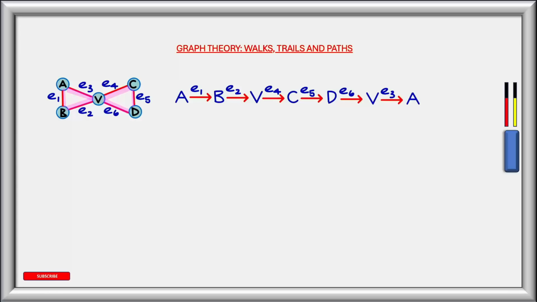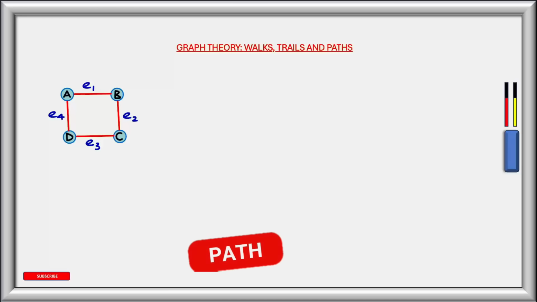If I now try and go from vertex A to vertex B again, using edge E1, the trail breaks, as I've used edge E1 for a second time. In graph theory, a path is the most restricted movement. With a path, nothing repeats. So you can't repeat an edge, and you cannot repeat a vertex. Once you leave a vertex, you can never go back to it.